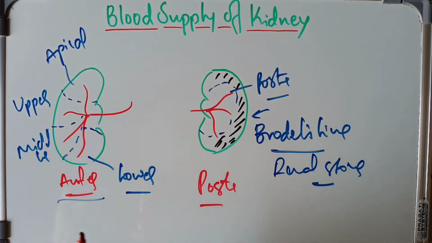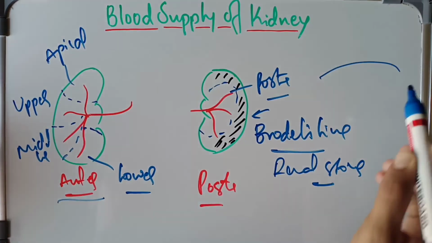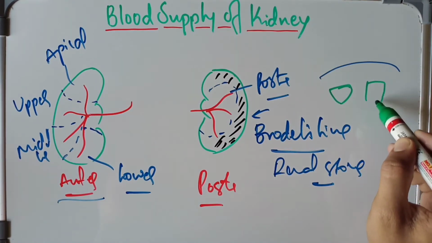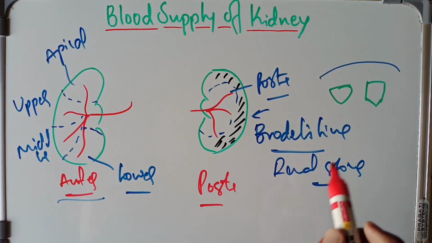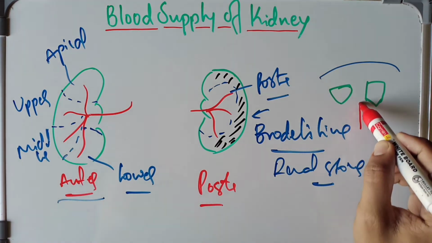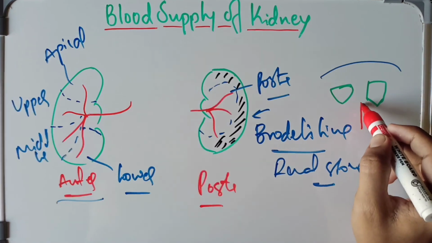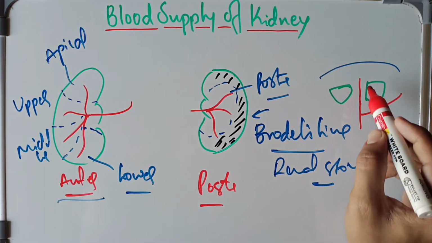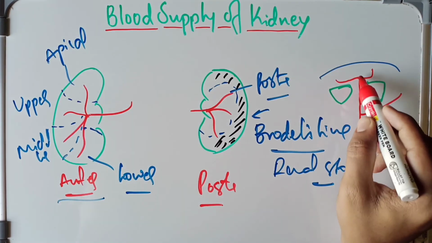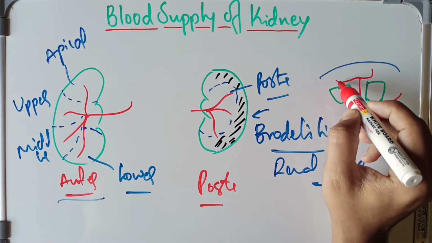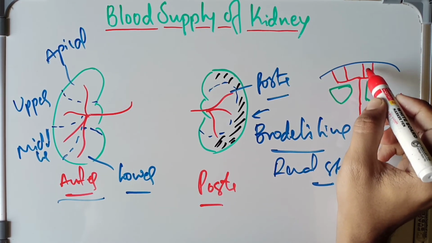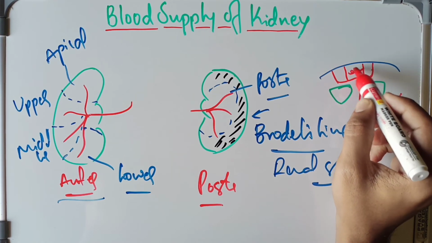Now once the segmental arteries pass through the kidney, so we have the kidney, right? Once they pass through the kidney, these are the renal pyramids, right? So this is a segmental artery, it will give rise to the lobar arteries. This is the lobar artery, and further the lobar artery will give rise to the interlobar arteries. These are the interlobar arteries. They will give rise to the arcuate arteries. These are the arcuate arteries, and further arcuate arteries will give rise to the interlobular arteries. These interlobular arteries finally will give the afferent arterioles.